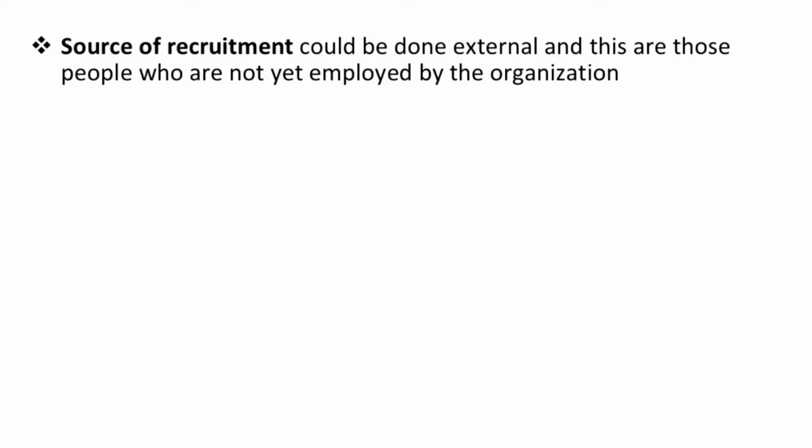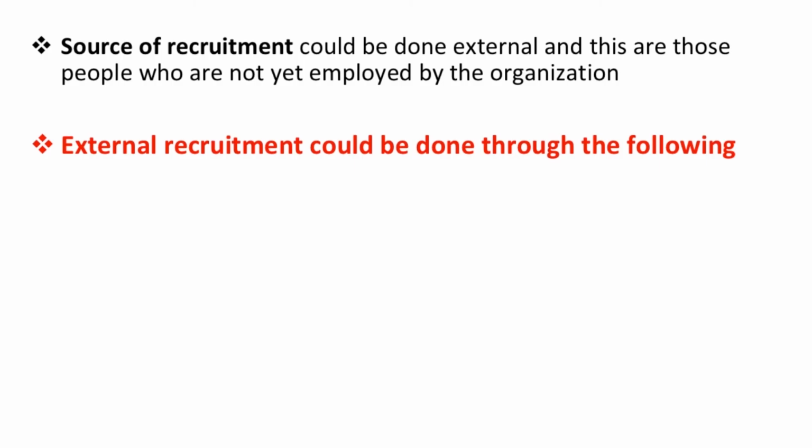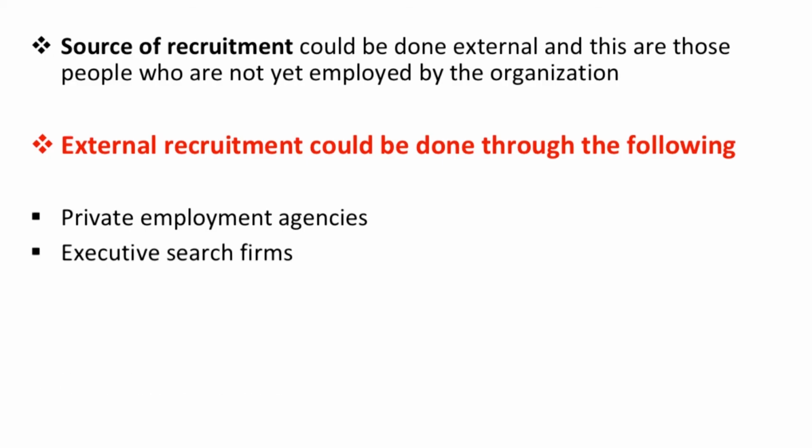We say another source of recruitment can be done externally. And these are people who are not yet employed by the organization. How can we recruit externally? This is the way we can follow. The first one, we can do it through a private employment agency. Second one, executive search firms. The third one, head hunting, going around and head hunting for a candidate.